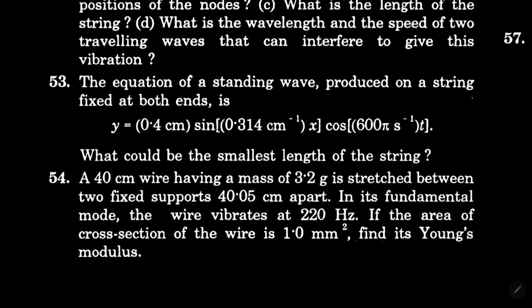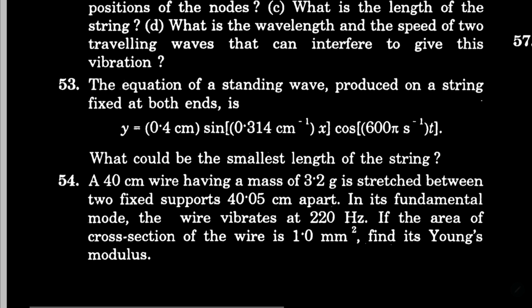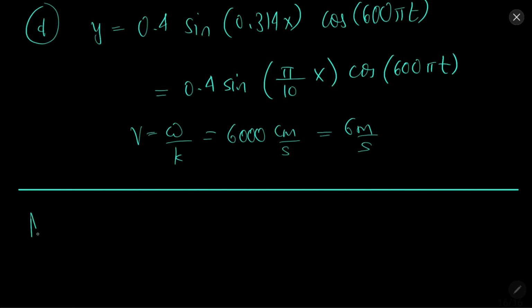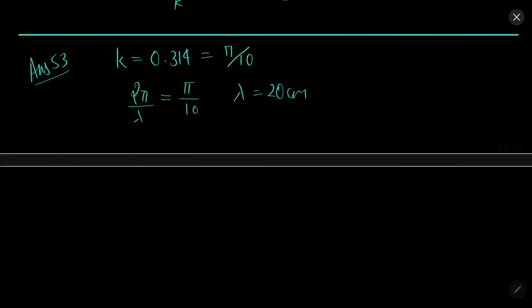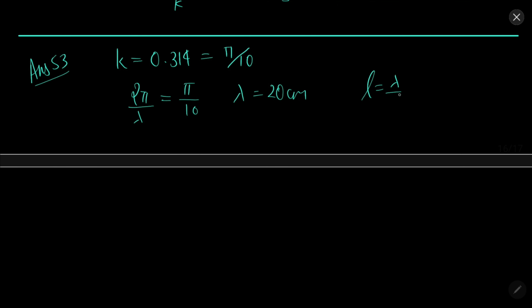In question 53 we have been given this equation. What could be the smallest length of the string? Solution 53. So here k is 0.314 or pi by 10 approximately. k is 2 pi by lambda, which is pi by 10, so lambda will come out to be 20 centimeter. So length will be lambda by 2, that is 20 by 2, that is 10 centimeter.